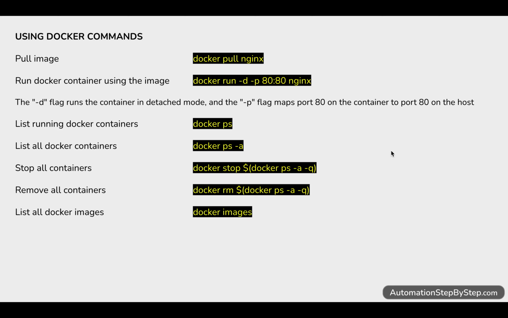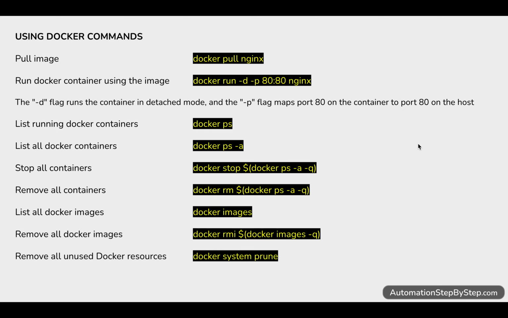Then list all docker images. The command is docker images. We have already seen this. If you want to remove all the docker images, you can say docker rmi $(docker images -q), or if you want to remove a specific image, you can just give the image name here.